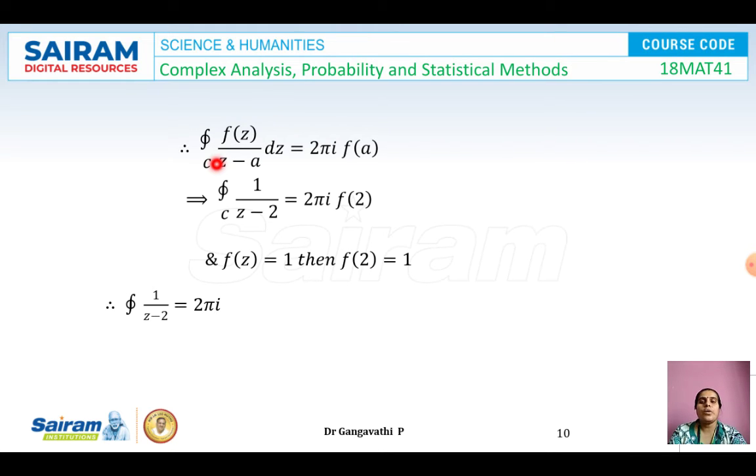Therefore integral over c of f of z by z minus a into dz is going to be 2 pi i into f of a. So what is this f of a? The value of a is 2, substitute it. And f of z is 1, so f of 2, there is nothing to substitute for z, it results in 1 itself. Therefore integral over c of 1 by z minus 2 into dz is going to be 2 pi i, since f of 2 is equal to 1. So this value is going to be 2 pi i.